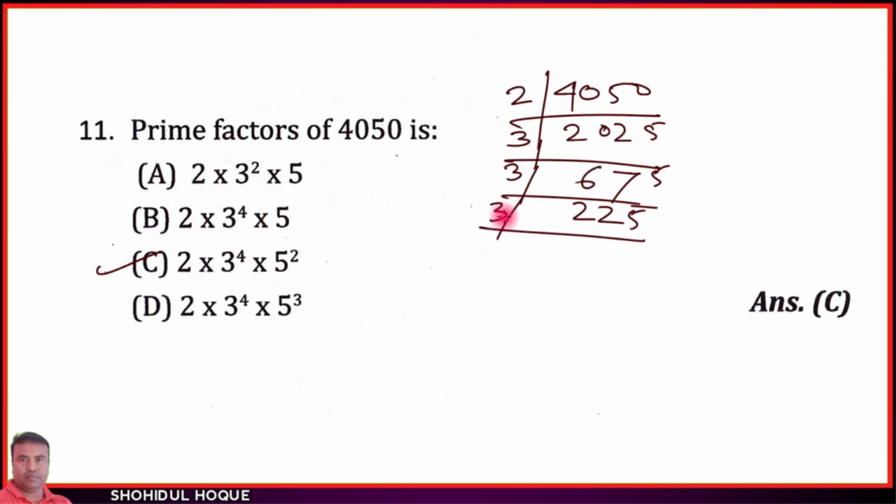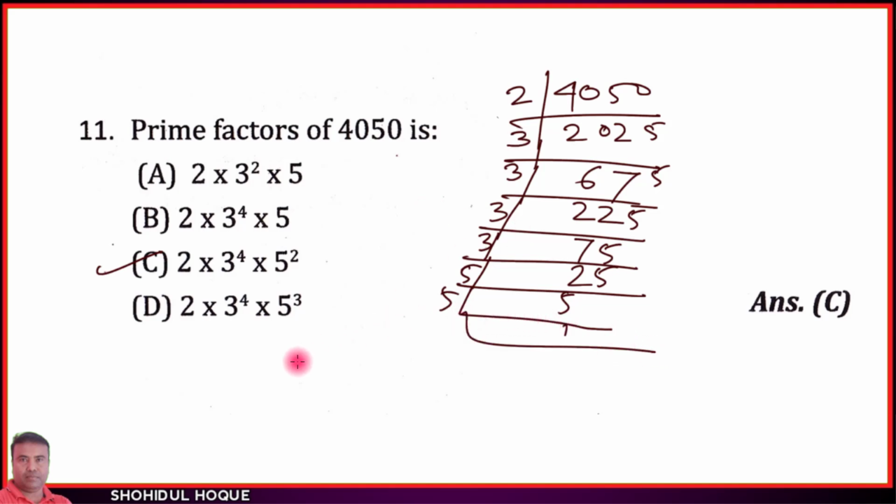Again we can divide it by 3. 3 sevens are 21, 1 left, 15, 3 fives are 15. Again we can divide it by 3. 3 twos are 6, 1 left, 15, 3 fives are 15. Now 25 we cannot divide by 3, we can divide it by 5. So when it is divided by 5, 5 fives are 25. Now again 5 ones. Alright.